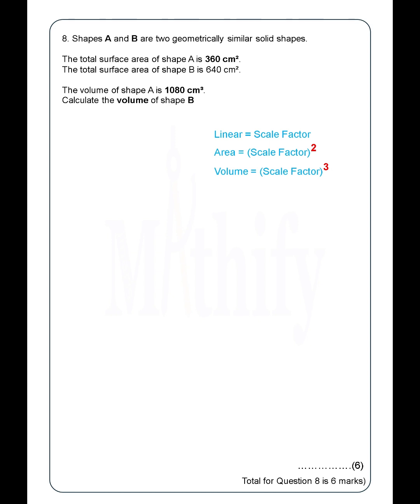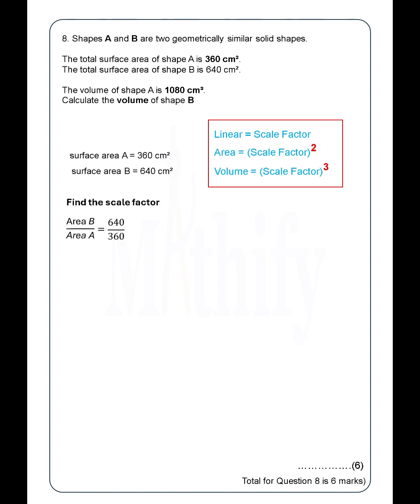Now, looking at the two pieces of information, we already know the surface area of shape A and B. We need to work out the scale factor between them. How do we get from 360 to 640? Instead of times, we do divide. So 640 divided by 360 is equal to 16 out of 9.